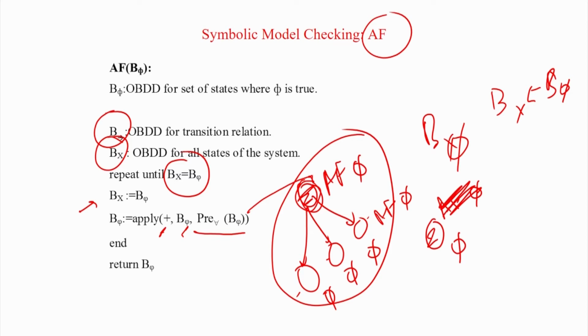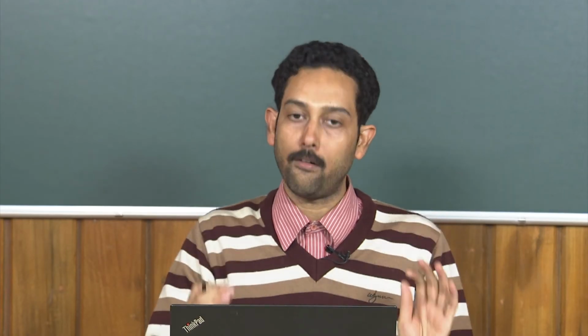Of course this can be done symbolically, because we already know, as we have discussed, that this one can be done symbolically and applies the OR operation. OR operation can also be done using a BDD. So this is the symbolic model checking algorithm for AF.